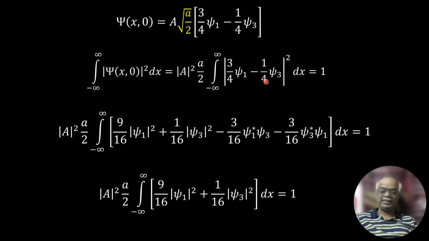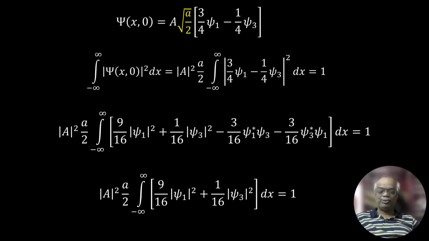Similarly for psi 3, this is equal to 1 over 4 psi 3 star into 1 over 4 psi 3, which will become 1 over 16 modulus square of psi 3. Then this cross term, minus 3 by 16. You can see this is 4 into 4, you will get 16. Psi 1 star psi 3. Then another cross term is psi 3 star psi 1, and multiply this coefficient. 3 by 4 into 1 by 4 is equal to 3 by 16, which must be equal to 1.